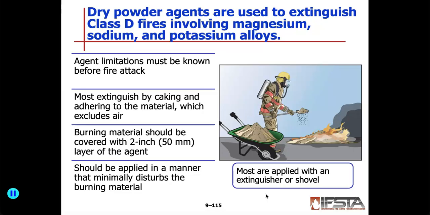Dry powder agents are used to extinguish Class D fires involving magnesium, sodium, and potassium. The agent limitations must be known before beginning your fire attack. Most extinguish it by caking and adhering to the material so that it excludes the oxygen that's needed for it to burn. The burning material should be covered with a 2-inch layer of the agent. It should be applied in a manner that minimally disrupts the burning material. So you're just going to want to cover over it. And then most are applied using an extinguisher or using some type of shovel.